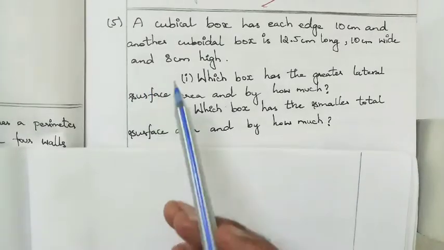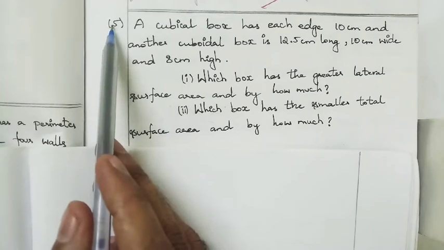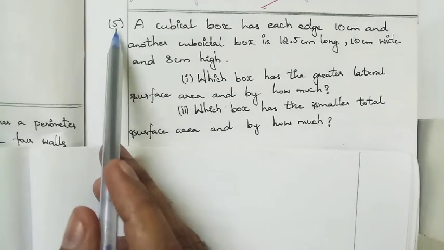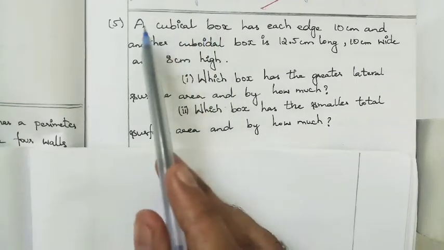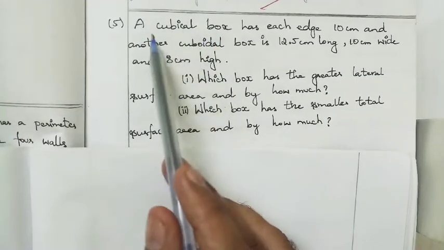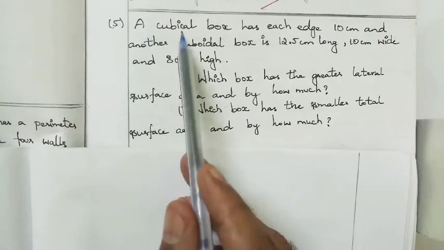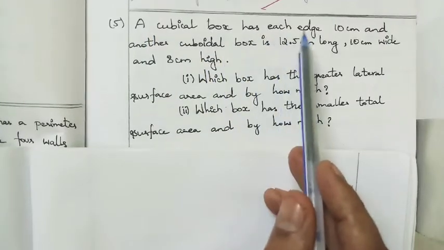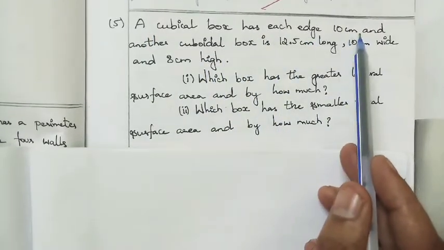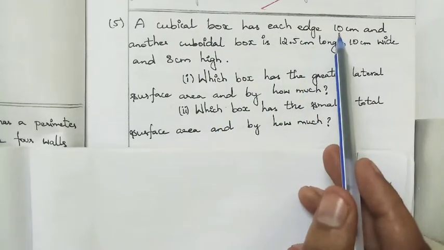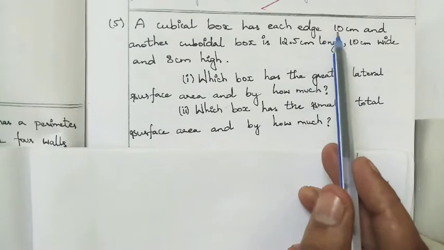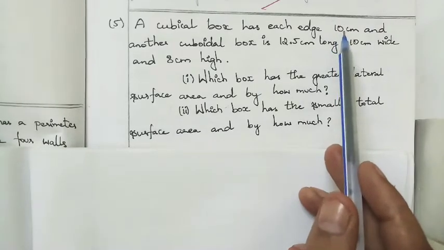Homework sum, not only homework sum. This is exercise 13.1, sum number 5. You can take this as a homework sum. A cuboidal box, sorry, a cubical box. A cubical box is nothing but a cube, right? A cubical box has each edge 10 centimeter. So the side of a cube is nothing but 10 centimeter.